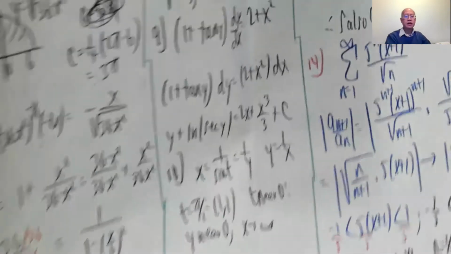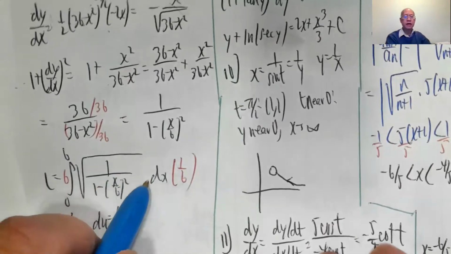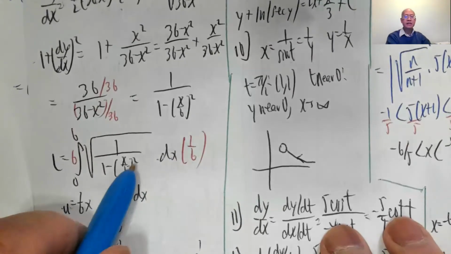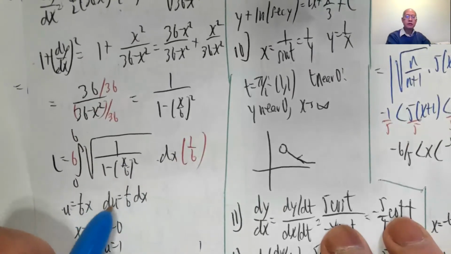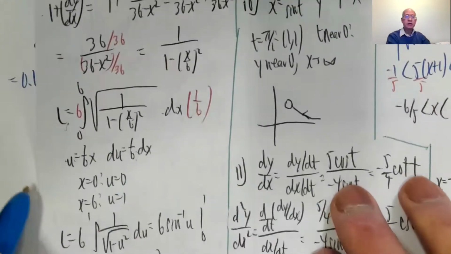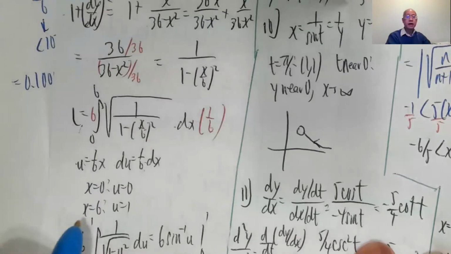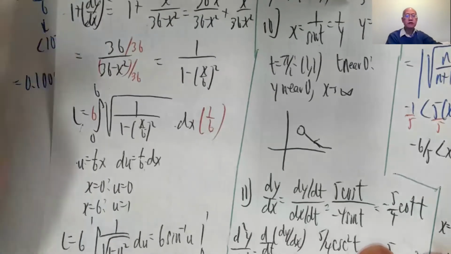So the arc length is the integral from 0 to 6 of radical 1 over 1 minus x over 6 squared dx. Let u be 1/6 x, that's the same as x over 6. du is 1/6 dx. So I need a 1/6 inside and a 6 outside. Change the limits of integration. When x is 0, u is 0. When x is 6, 1/6 of 6 is 1.